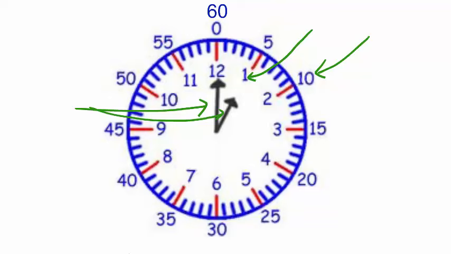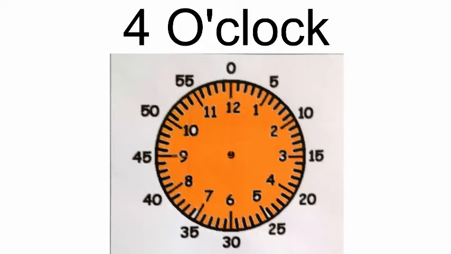Can you tell the time on this clock? The small hand is on 1 and the big hand is on 12. It is 1 o'clock. How do we represent 4 o'clock on this clock? Draw the smaller hand on 4 and the bigger hand on 12.